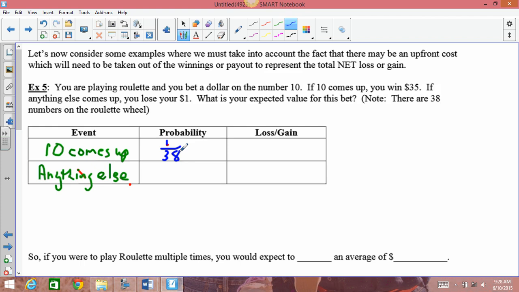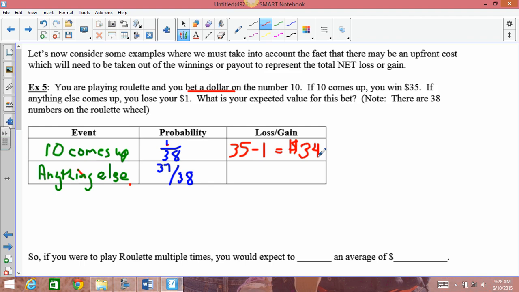Anything else to come up would be the other 37 numbers on your wheel out of 38. Add those 2 numbers together: 1/38 plus 37/38 gives you 38 out of 38, which gives you 1. That's your check. If a 10 comes up, you're going to win $35, but you had to pay $1. You bet $1, so you're subtracting your 1, so you're only going to be up, technically, $34.